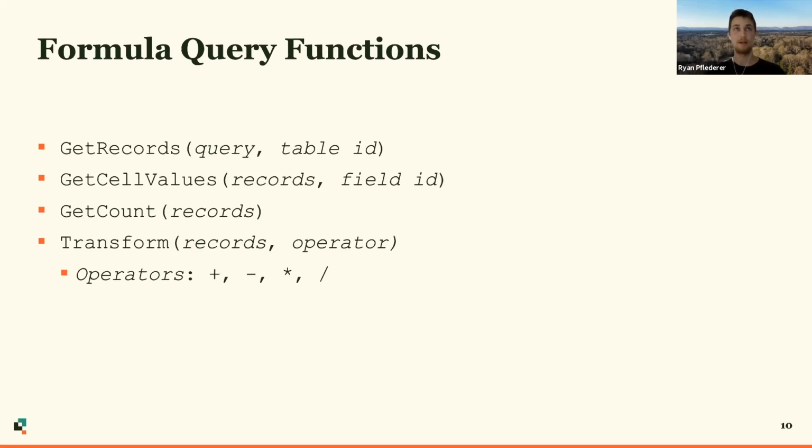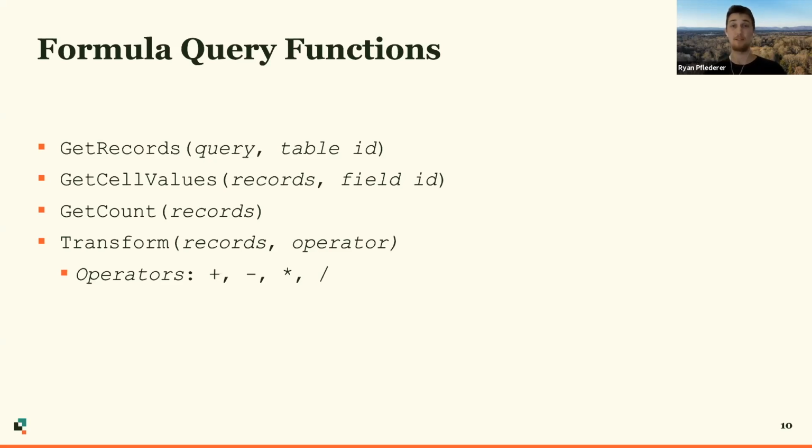So here are just a few of the formula query functions that we currently have. Now, just a quick reminder, this is still in development. So some of the syntax may change a little bit, but this is what we're going to be seeing as we walk through the demos today. So we've got get records as a function. With that get records, we pass in a query string and a table ID. We only need to pass in that table ID if we are actually trying to access a different table. If we're just trying to access data within the same table, we don't need to pass in that table ID.